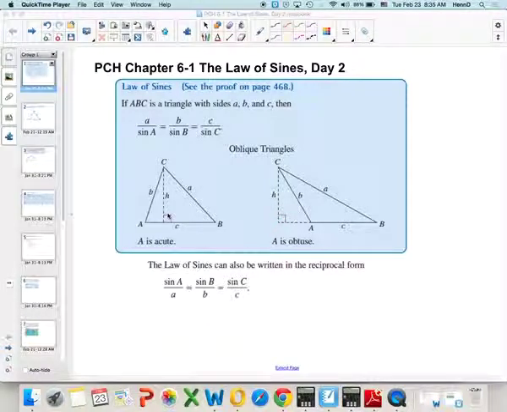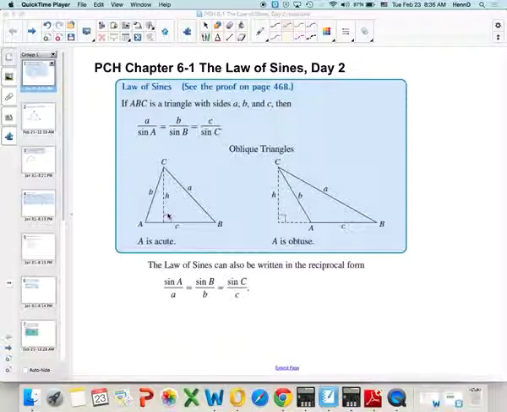Today, to continue our look at the law of sines, first of all, I want to look at one related formula. It's not the law of sines, but it's related to it, and it's a formula for finding area. And then I also want to look at the third case that I mentioned yesterday.